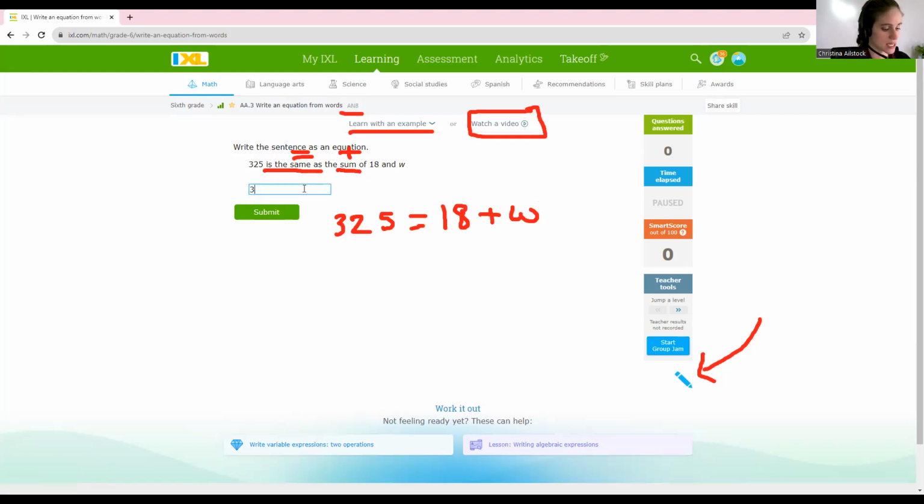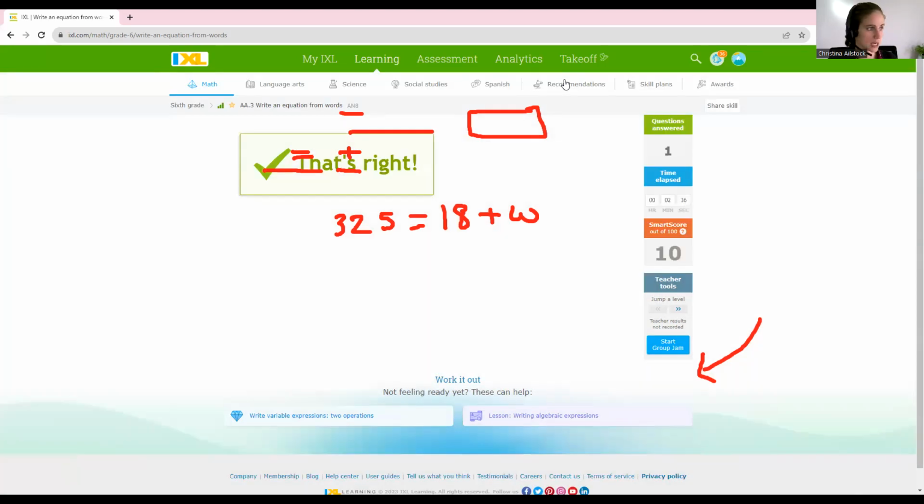And we can type this in and it will mark it as correct. The nice thing is if you were to type it in the other direction and put the equals 325 on the right, it would still mark it as correct. What it mainly is looking for is that the 325 is on one side, and then your 18 plus W is on the other side.